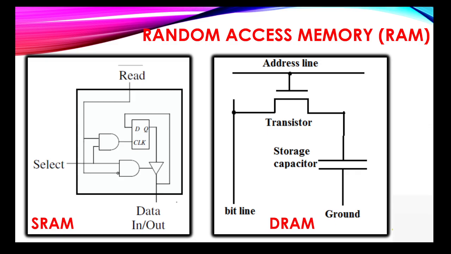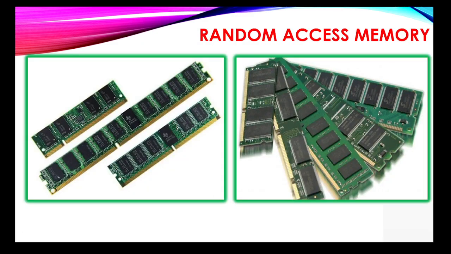The address line is connected to the gate of the transistor, and the bit line to one end of the transistor. At the other end, we have a storage capacitor connected to the ground, which requires periodic refreshing. The physical appearance of SRAM looks like this, and the DRAM physically looks this way.